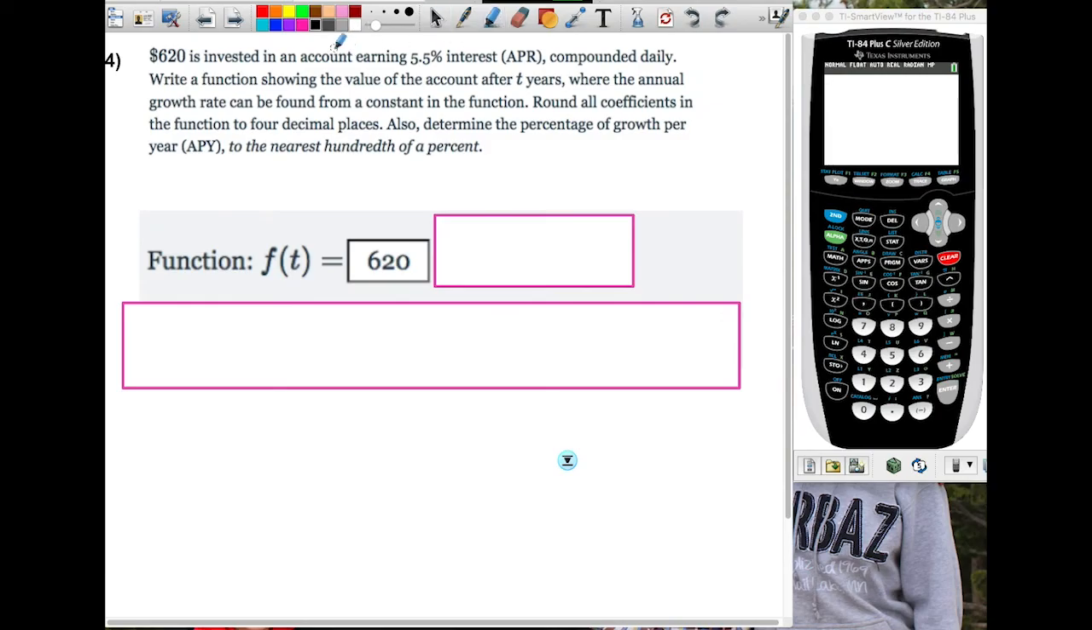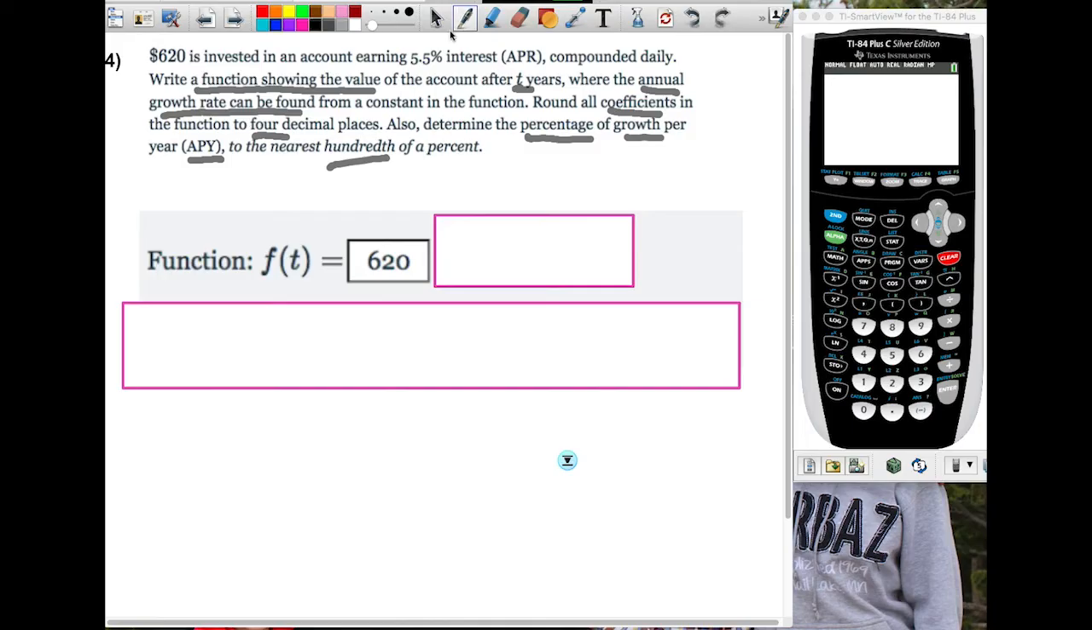Hey there, I'm going to show you how in this example, we're going to find two things. We're going to write a function after t years, basically showing the value of the account, where we have something called the annual growth rate. In that function, we want to make sure we round all coefficients to 4 decimal places. And then after that, we're going to just determine a percentage of growth, which is also called an APY. So it's per year to the nearest hundredth of a percent.